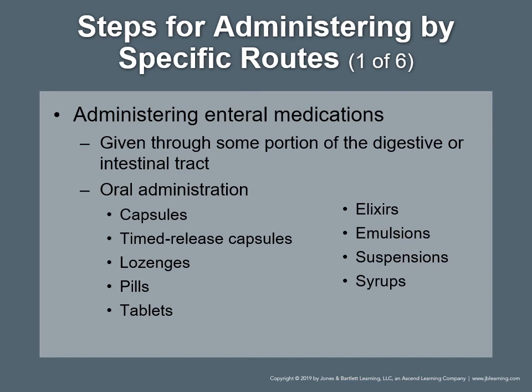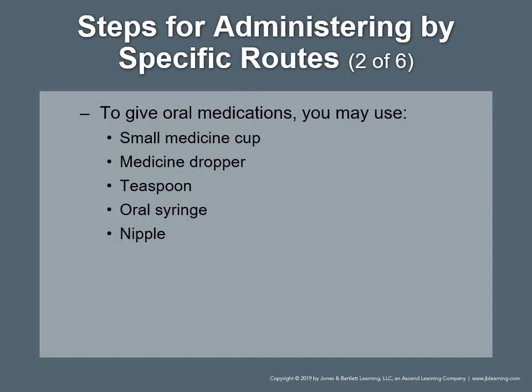Oral administration. Forms of solid and liquid oral medications include capsules, time-release capsules, lozenges, pills, tablets, elixirs, emulsions, suspensions, and syrups. These are used when the desired effect is systemic and the medications are taken up by the intestines. To give oral medications, you may use a small medicine cup, a medicine dropper, teaspoon, oral syringe, or a nipple.